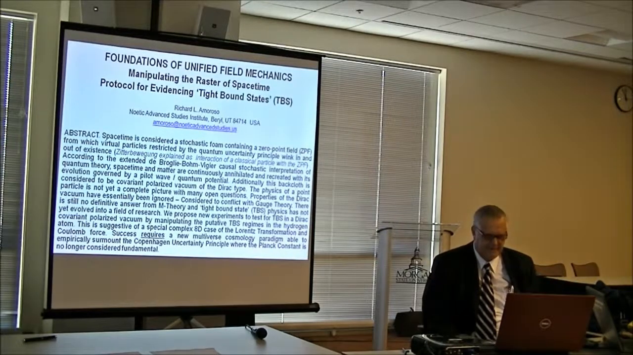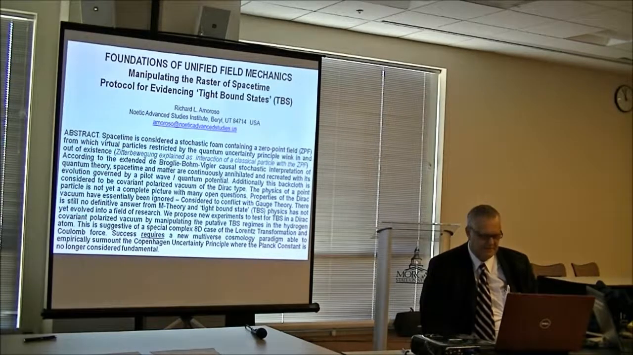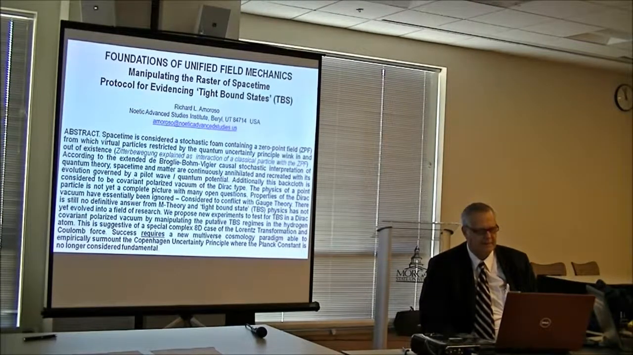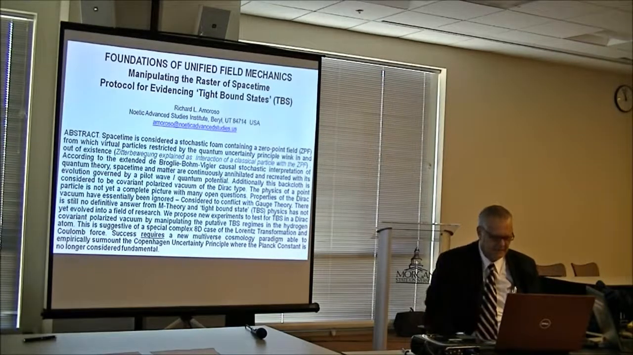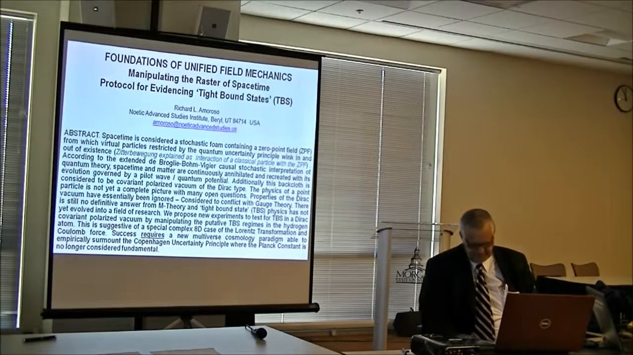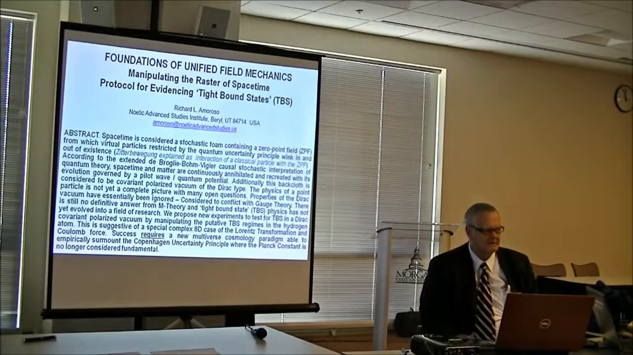The putative type-bound state regimes in the hydrogen atom: the culmination of this is to propose experiments that will cross into these other dimensions and demonstrate these additional type-bound state spectral lines in hydrogen. What this means, as I will try to show, is that the uncertainty principle is a manifold of finite radius.